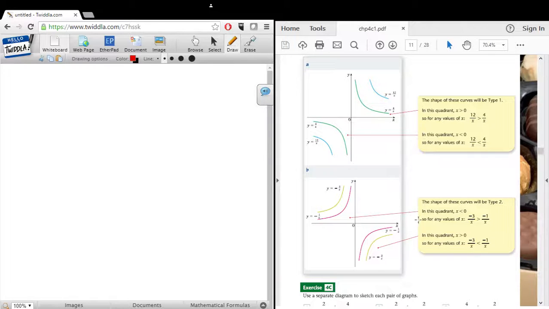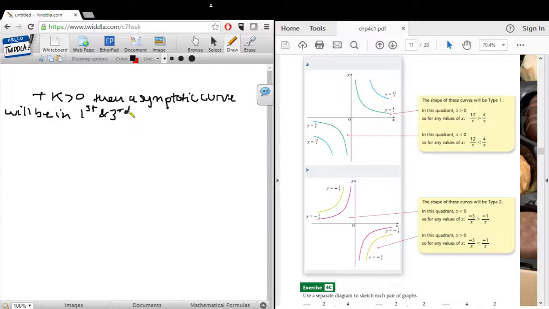Alright, or as they phrased it, so let's write this out. If it's positive k, i.e. greater than 0, then the asymptotic curve will be in the first and third quadrant. Okay.